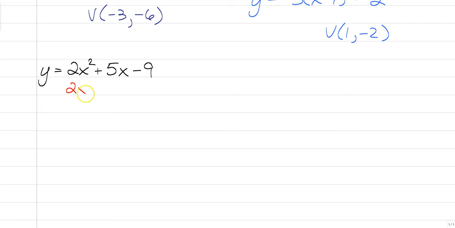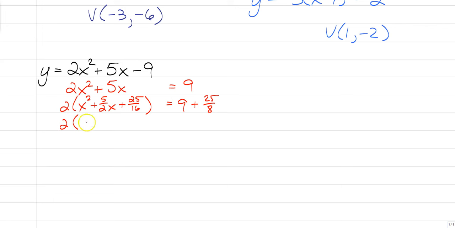So the first thing you would have done is 2x squared plus 5x is equal to 9. Factor out your 2, and then you would have x squared plus 5/2 x. Half of 5/2 is 5/4, squared is 25/16. And of course, on the other side, you would have to add 25/8 instead of 25/16. Remember, you always have to multiply that guy in.